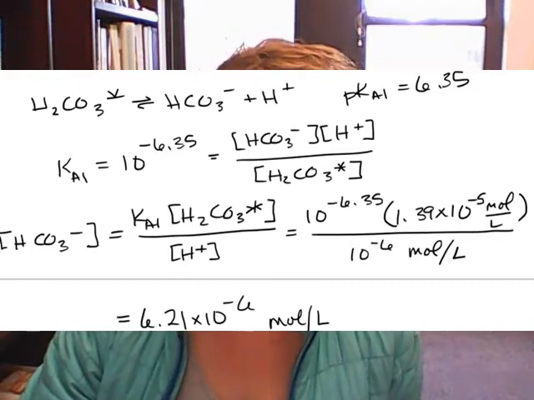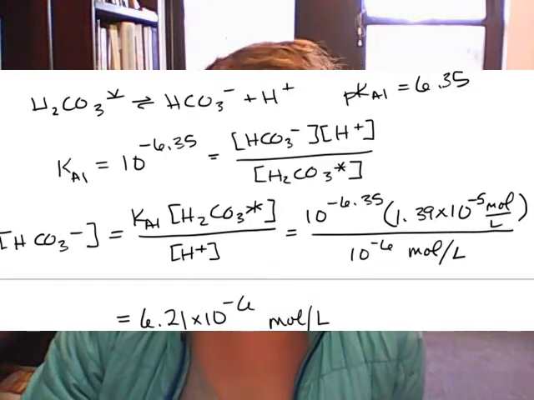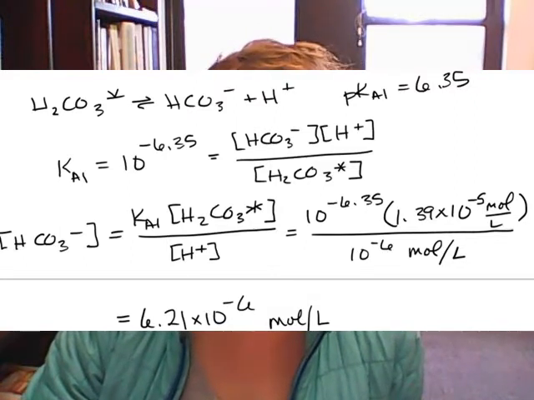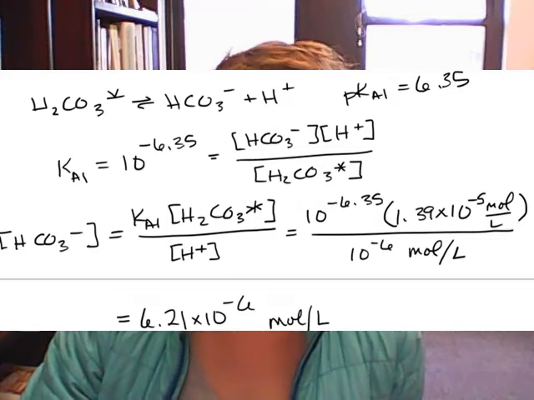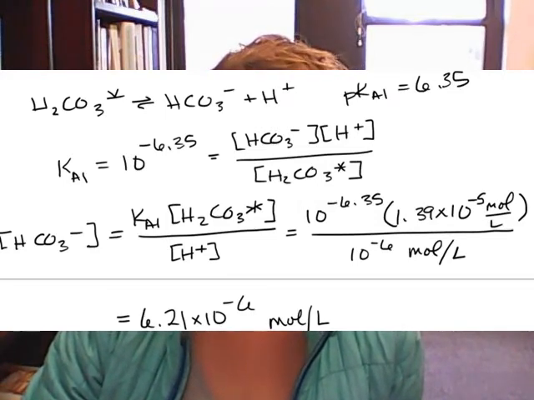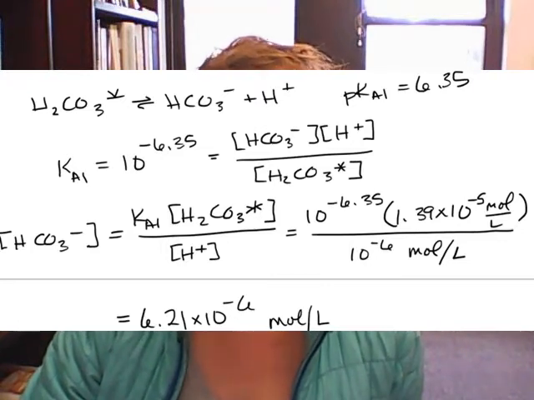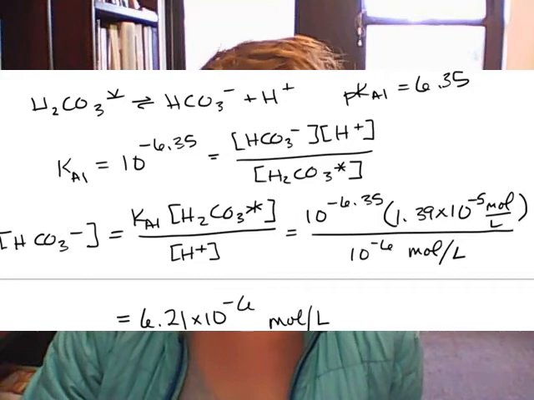All I need to do is rearrange for bicarbonate and plug and chug. The H plus concentration I can get from our pH. So that H plus concentration will be 10 to the negative pH, or 10 to the negative 6 moles per liter. And I end up with 6.21 times 10 to the negative 6 moles per liter.